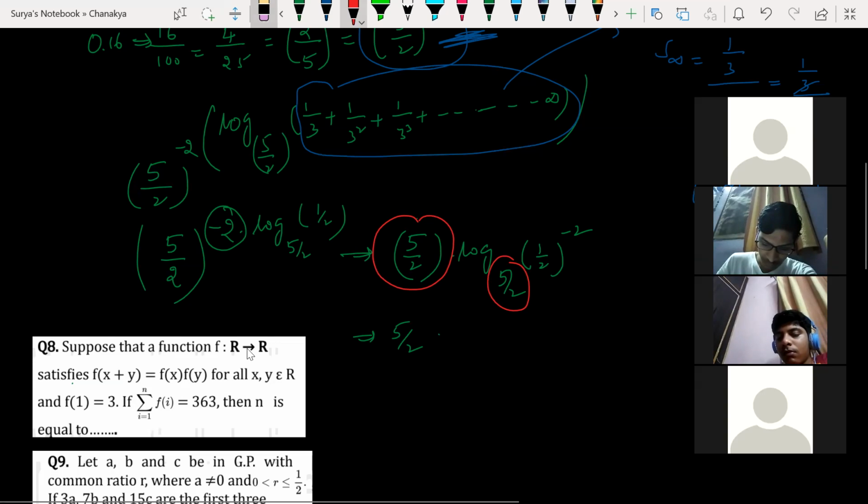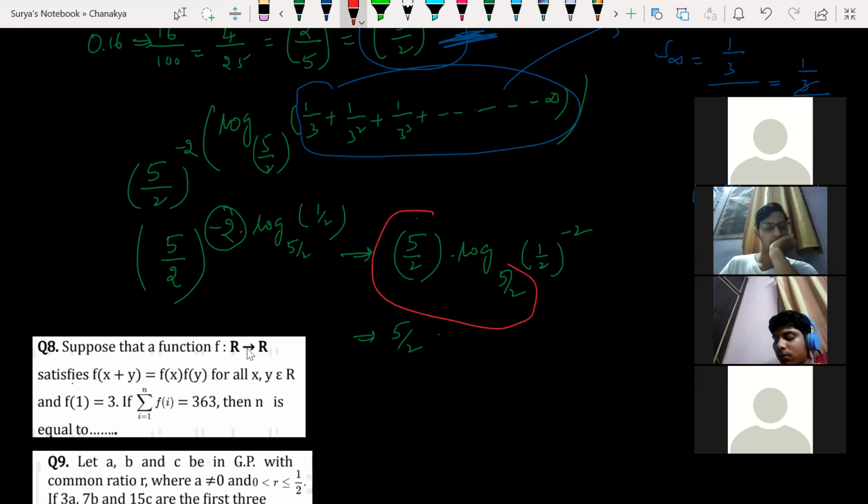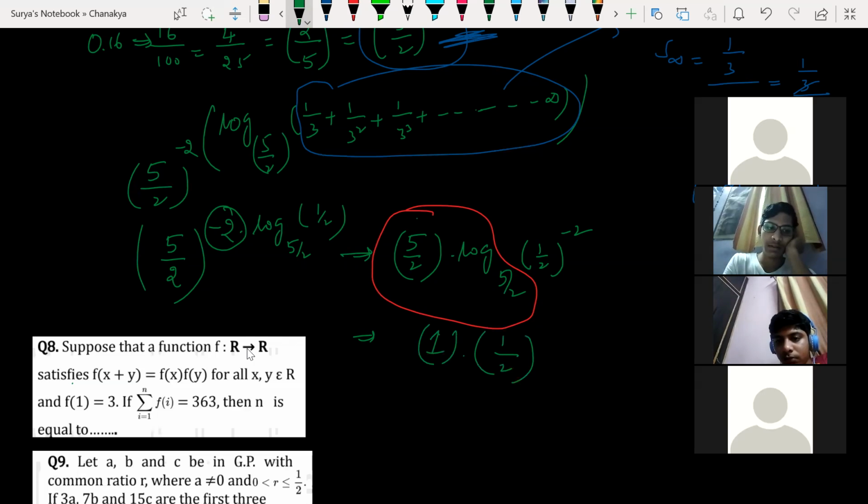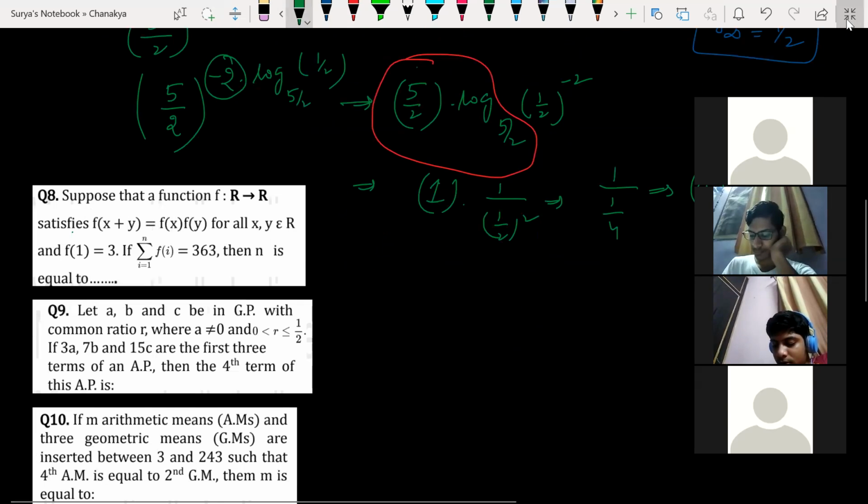See here, whenever you have, be careful, base and the front number the same, then all you have to do is simply cancel. Simply you write 1. 1 into 1 by 2. Sir, then we'll get 4. 4 is your answer. Very good. So 1 by 1 by 2 whole square, which means 1 by 1 by 4, which means 4 is your answer. Is it clear with everyone? Any doubts?